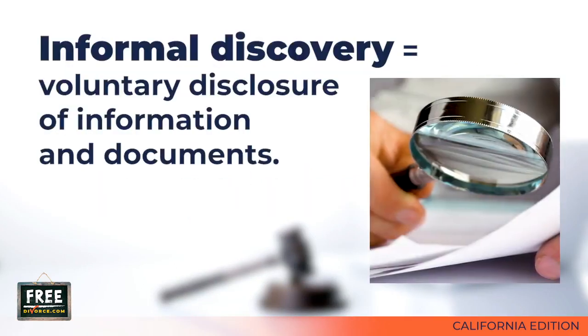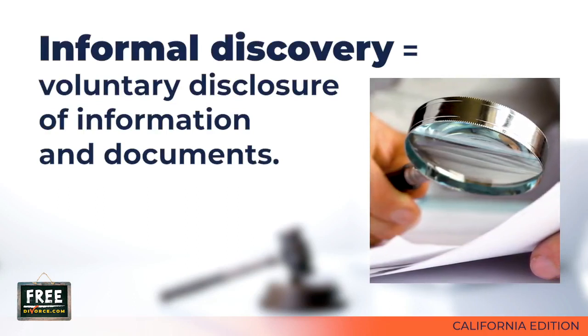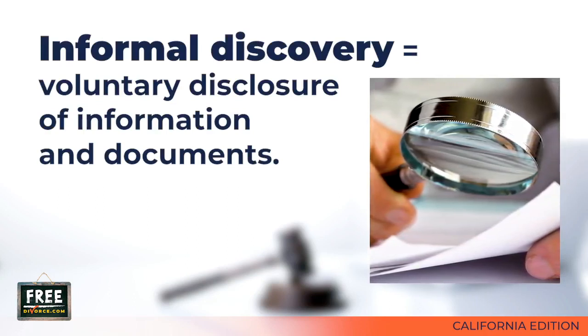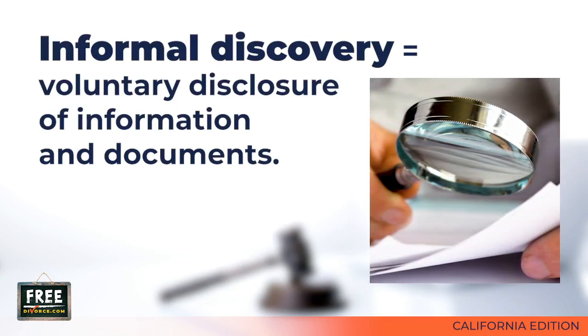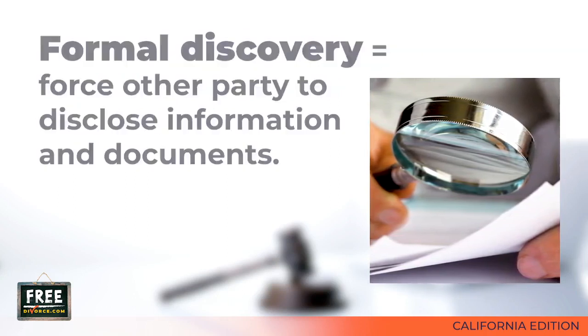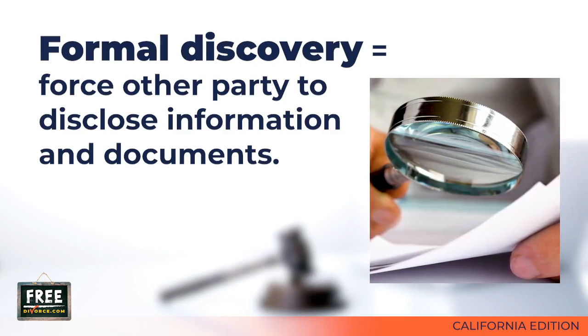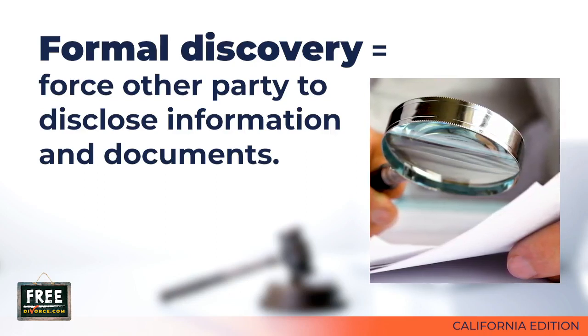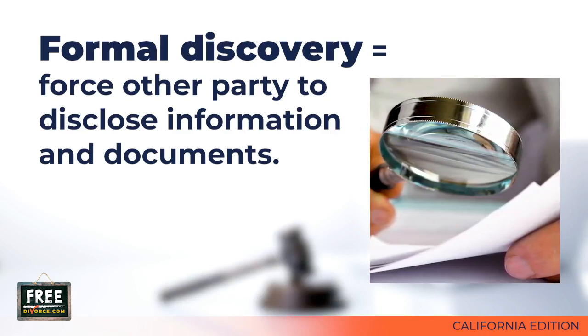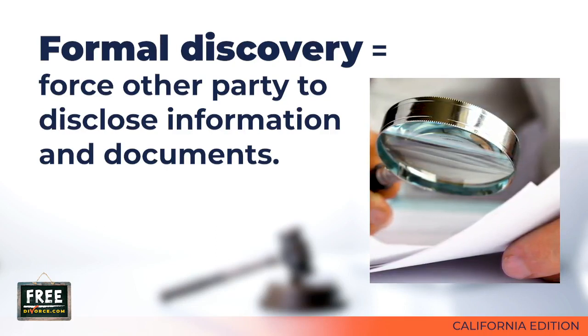Informal discovery is where both parties cooperate with one another by voluntarily producing whatever information or documents the other party requests. Formal discovery is when your spouse will not voluntarily produce the information or documents you want, so you have to send them or a third party a legal document to force them to provide the information and documents.